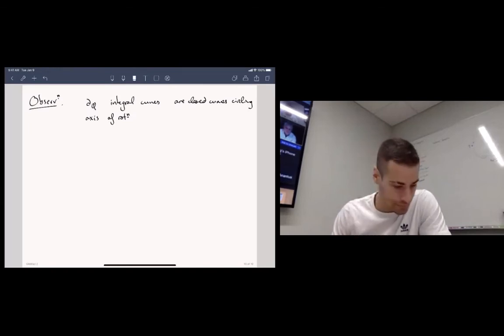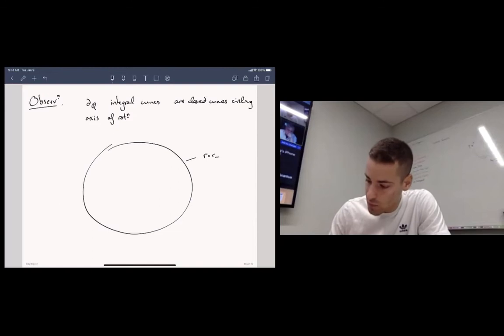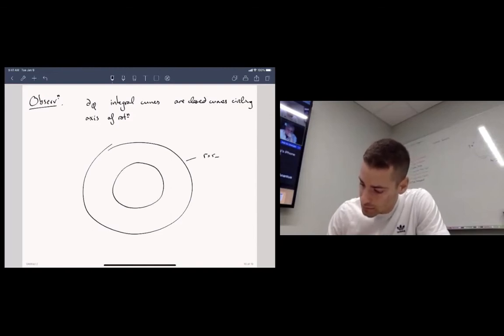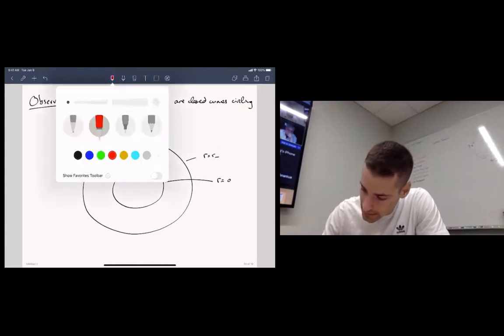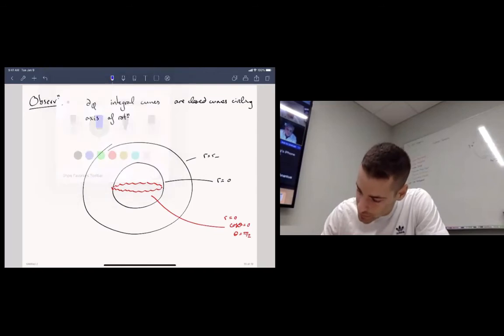But what this is to say is that if I zoom in onto our diagram, this is now r equals r minus, so I'm quite deep in the black hole at this point. This is r equals 0. Then my ring singularity is, of course, the locus where r equals 0 and cosine theta equals 0, so theta equals pi over 2. My axis of symmetry is like this.